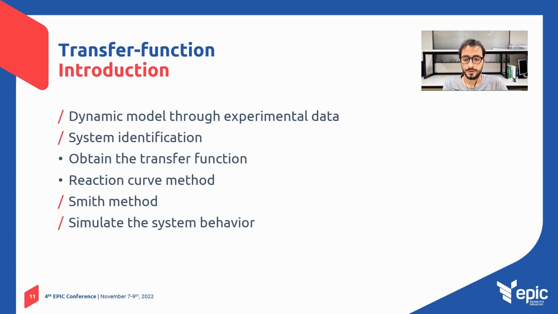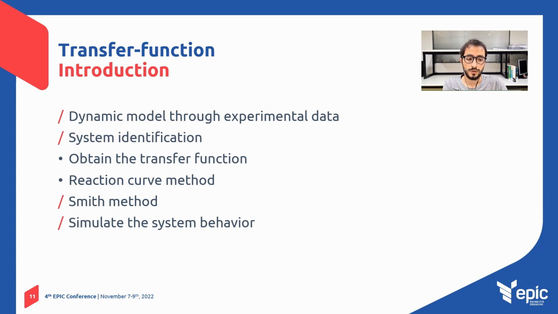Another approach to obtain the dynamic model is to use experimental data and system identification tools to obtain the transfer function of the system. This empirical approach does not physically model the system like the bond graph technique, but tries to obtain the system model by analyzing its response to some input. One widely used method for identifying dynamic systems in the industry is the reaction curve methods, such as Smith's method. With the transfer function, it's possible to simulate the ESP behavior under different conditions and inputs.